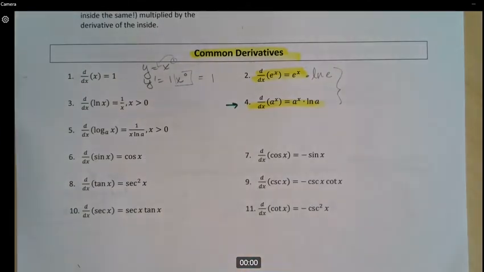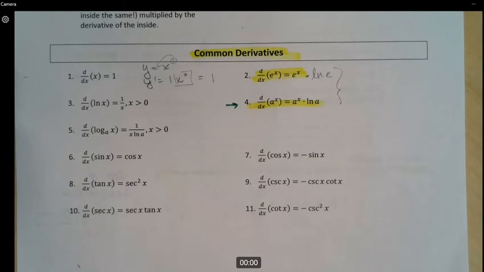The derivative of anything to a power, where my variable is in the exponent, is going to be that thing times the natural log of that thing. So if you memorize this one, you've got this one in the bag too. Somebody said to me yesterday, I thought e was a constant. Yeah, it is a constant, except for now it's a constant to a power, so we care about that x.